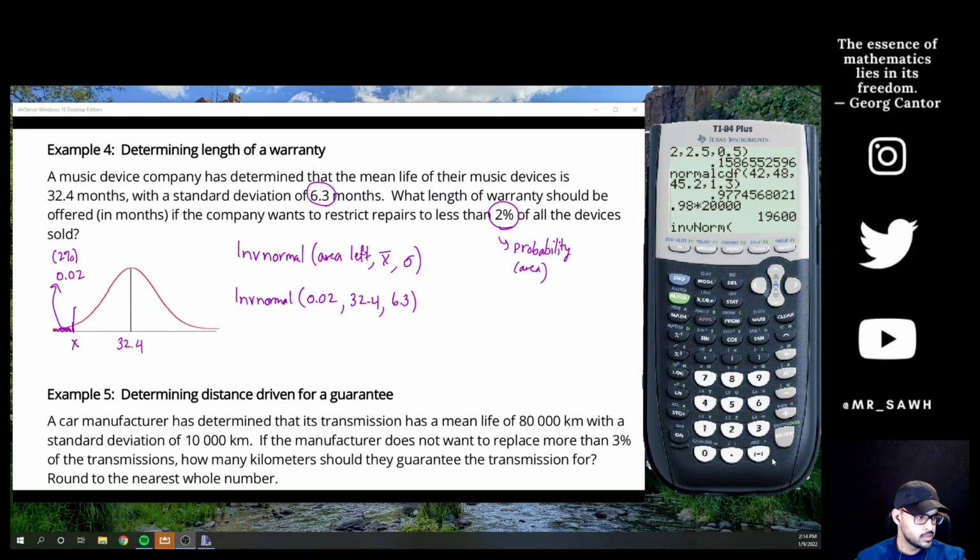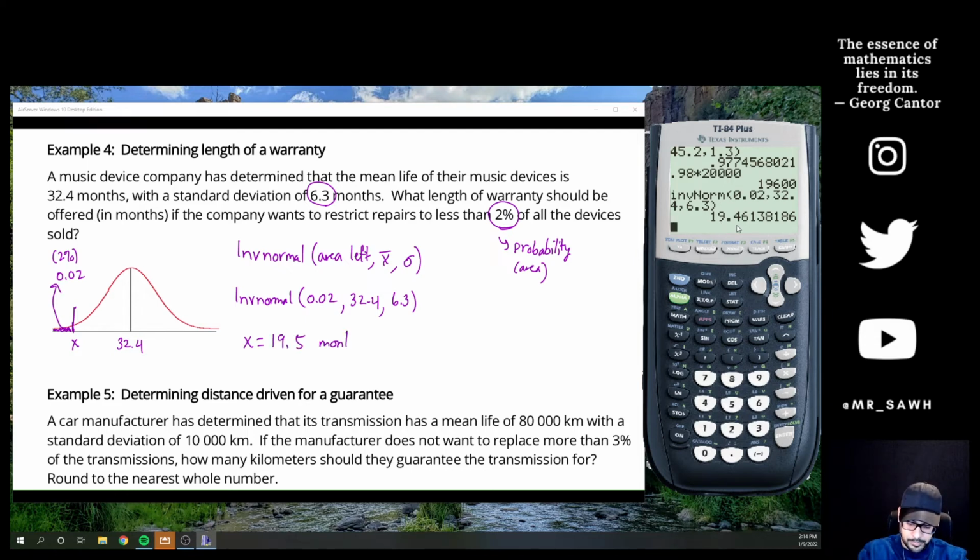If I throw in all those numbers, 0.02 is the area to the left, 32.4 is the average, and 6.3 the deviation, and it will tell me in a number of months that specific one, and I guess we'll go nearest tenth, 19.5 months. So if I restrict this, what length of warranty should we offer?